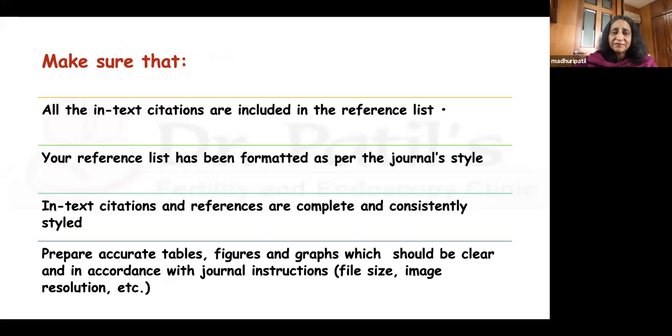In-text citations and references should be complete and consistently styled, and you should prepare accurate tables, figures, and graphs which are clear and in accordance with the journal instructions, which will tell us about the file size, the image resolution, etc. So all these have to be kept in mind, and they should be checked.